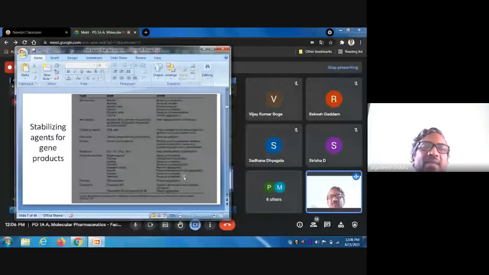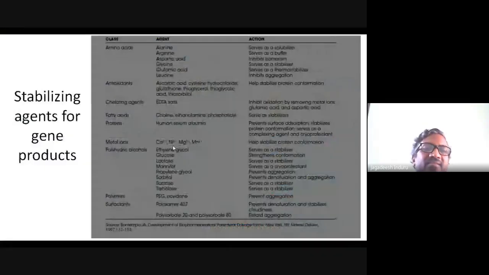See, in this particular list you have got amino acids, antioxidants, chelating agents, fatty acids, proteins, metal ions, polyhydric alcohols, polymers, and surfactants. These classes of excipients, these adjuvants, are being used, and different chemicals are already present in the GRAS list. They are present there to serve different purposes, like either it is a solubilizer, or it is acting as a buffer, or it inhibits isomerism.